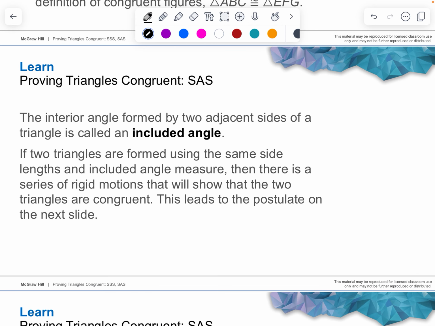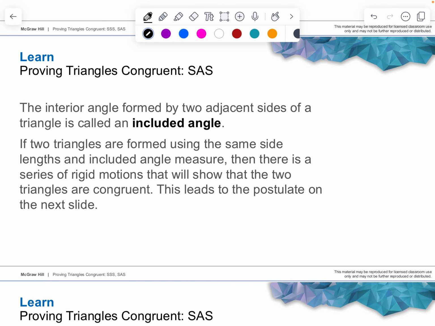Now, we're going to go on to side angle side. The interior angle formed by two adjacent sides of a triangle is called an included angle. So what that means, we've got a triangle here, the angle formed by two adjacent sides. Say we've got this side here and this side here, the angle between them, that is the side between. So when we talk side angle side, we're talking about the side here, and the angle that they make. This is side angle side, okay?